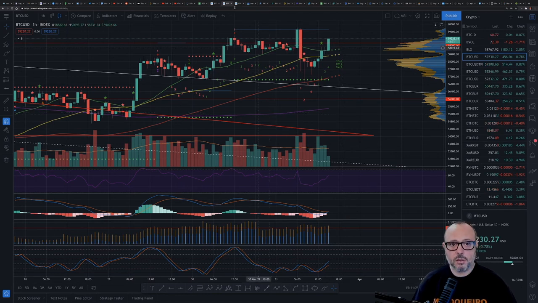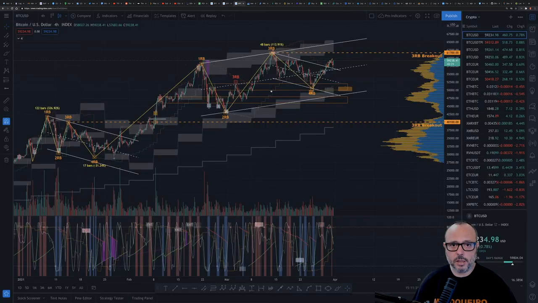Okay, just a quick look at the Pro Indicators chart. Everything still looks good in the 4 hour. The ranging channel that I think is more relevant is the big one here, that is defined by the first range boundary, second range boundary, third range boundary. The fourth range boundary almost touched. We kept a really short distance from the bottom of the channel.